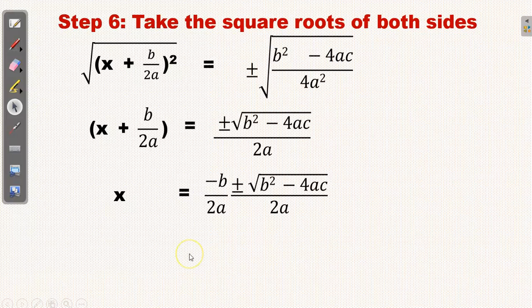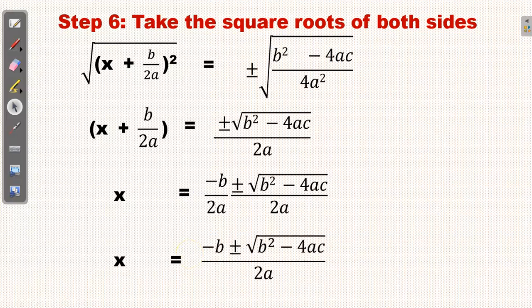Since the denominators are the same, we have x equal to minus b plus or minus the square root of b squared minus 4ac over 2a. That is how we write the quadratic formula.